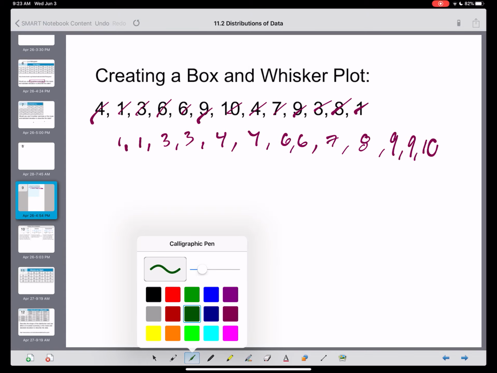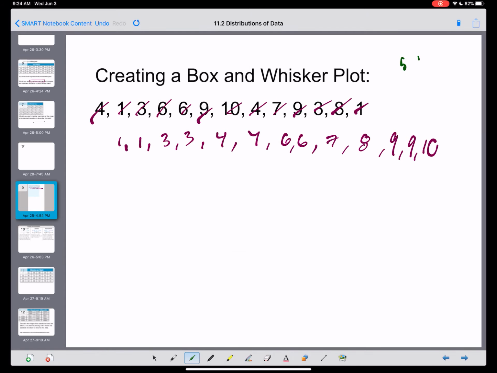What I'm going to essentially do is find the 5-number summary. The first thing I've got to find is my minimum, which is 1, and my maximum, which is 10. And then I want to find quartile 1, quartile 2, and quartile 3, right?